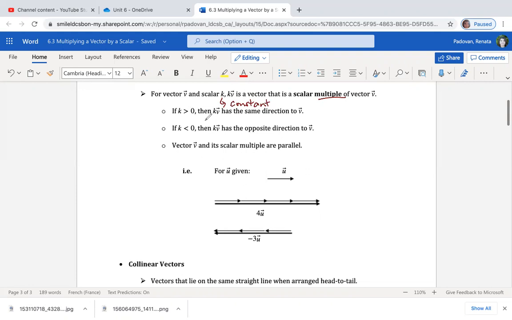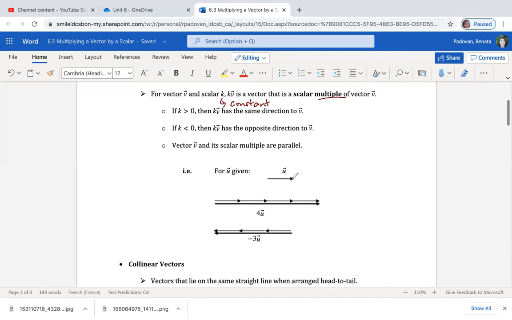So if k is a constant that's greater than 0, and we'll say greater than 1, because if it was multiplied by 1, it would still be itself, right? So if it was a number like 2, 3, 4, 10, even 1.5, then that k value multiplied by the vector is going to go in the same direction as the vector. So just to hop down here, if I have vector u, so here's vector u, it's going in this direction, to the right.